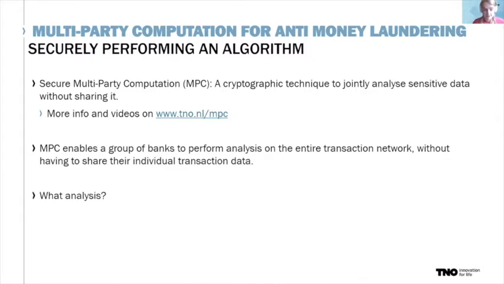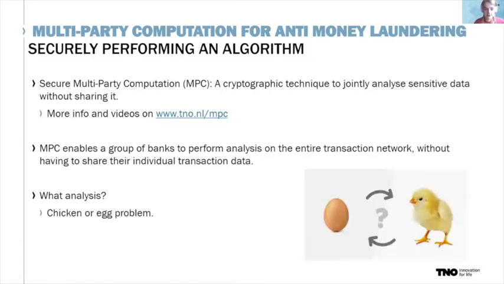And what we actually want to do is an analysis using this new technique. What we run into every time is that this is a chicken or egg problem, because we have this technique that enables this group of banks to perform this analysis. But then the question is, what analysis do you actually want to perform? Because there's no ready-made AML algorithm that we can perform, because this possibility has never been there before.